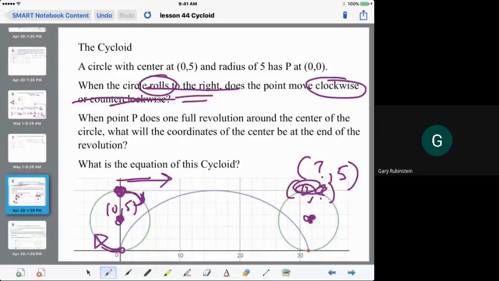And Ellie says 10 pi. And 10 pi is the right answer. It's not the diameter, though. It's the circumference. The circumference of the circle.